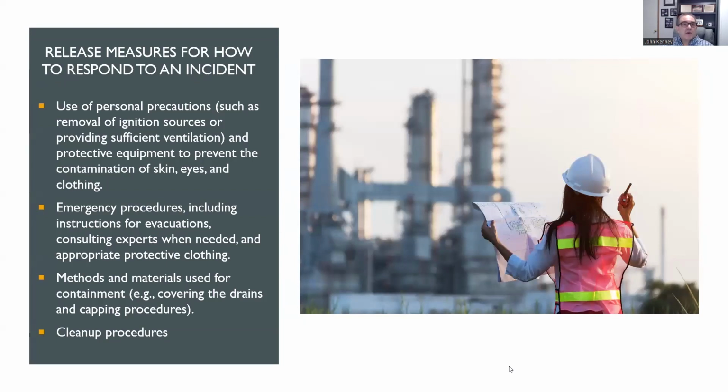Release measures for how to respond to an incident. Use of personal precautions such as removal of ignition sources or providing sufficient ventilation, and protective equipment to prevent contamination of skin, eyes, and clothing. Emergency procedures, which include instructions for evacuations, consulting experts when needed, or appropriate protective clothing. Methods and materials used for containment, covering the drains and capping procedures, cleanup procedures.